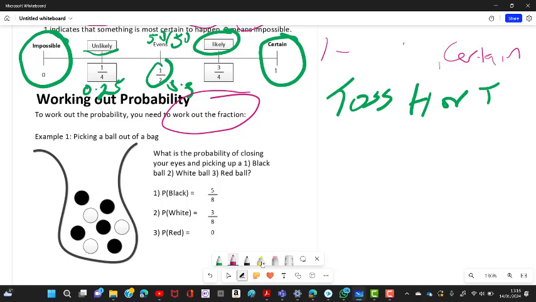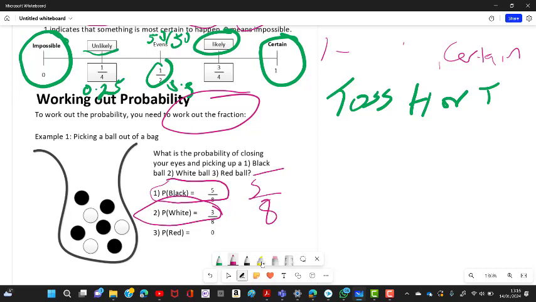1, 2, 3, 4, 5, 6, 7, 8. So there's 8 balls in total. So the bottom number is going to be 8. And how many black balls are there? 5. So the probability of it being black is 5 out of 8. Because there's 3 white balls, the probability of picking a white ball is 3 out of a total 8. So 3 out of 8 there.